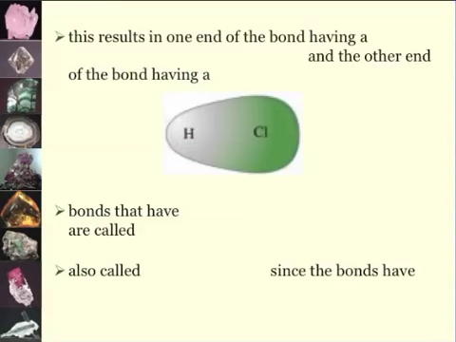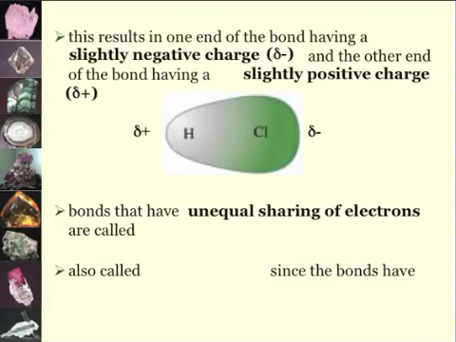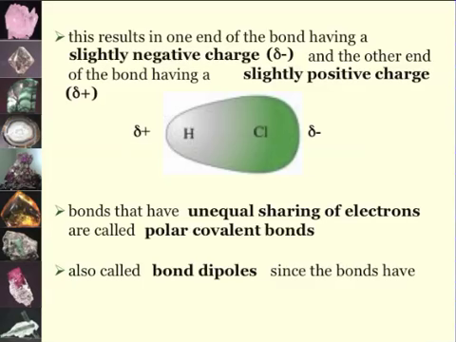Okay? So the result is that one end of the bond ends up having a slightly negative charge, which we represent with that symbol there, and the other end of the bond having a slightly positive charge, which is represented by that symbol there. So we would show here in hydrogen chloride, or HCl, that the hydrogen side has a slightly positive charge, and the chlorine side has a slightly negative charge. Bonds that have unequal sharing of electrons are called polar covalent bonds. They are also called bond dipoles since the bonds have oppositely charged ends. Alright, so we're going to look at how to show these bond dipole arrows in the next video.